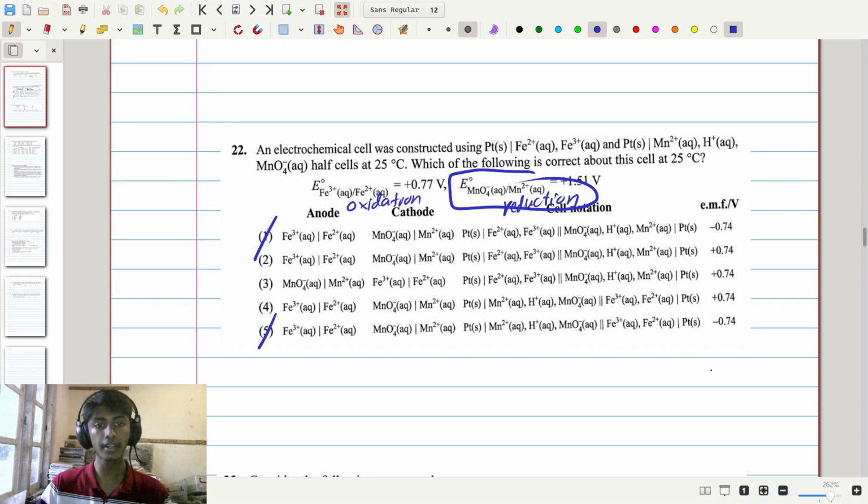Now according to that, answer number 3 here is incorrect, as here the permanganate reaction is the anodic reaction, which is incorrect. It should be the cathodic reaction, and the iron 2 plus to iron 3 plus reaction is the cathodic reaction, and it should be the anodic reaction.